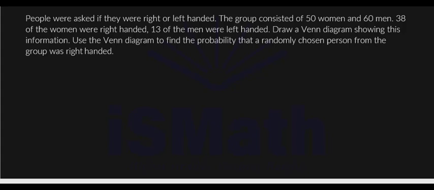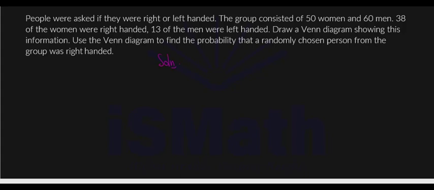Use the Venn diagram to find the probability that a randomly chosen person from the group was right-handed. So the first thing I normally do when I see a question like this is to write out or list out all the parameters. This particular question is straightforward because all the parameters are there, and some of them you're able to deduce just by listing out the ones that have been given. So I'll just go straight to it. Solution.